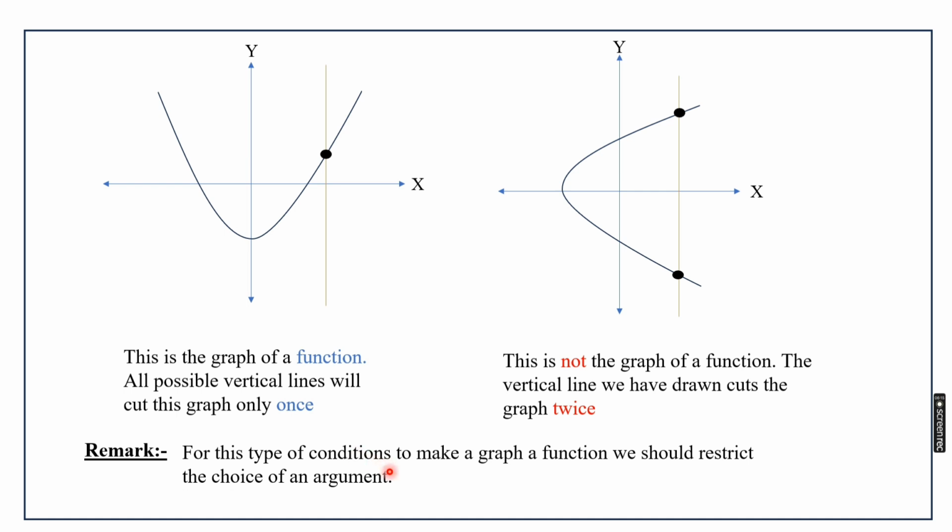As a remark, for this type of condition, to make a graph a function, we should restrict the choice of an argument, which means we can restrict the domain of the function. When we restrict the domain, we also restrict the range of the function. By that it should work, but otherwise this is not a function.